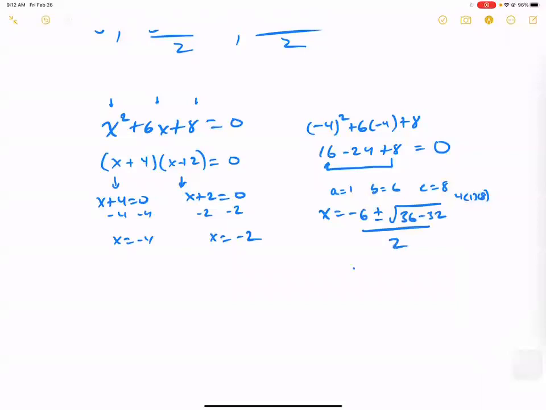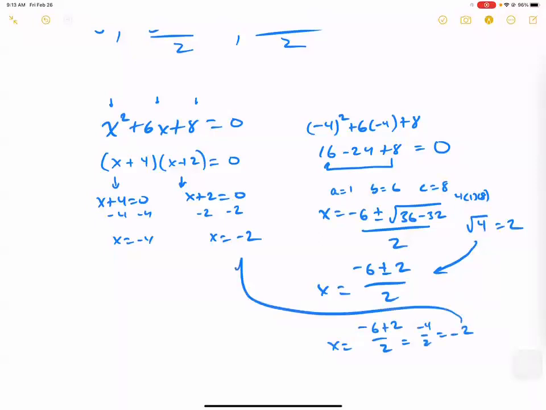Okay, negative 6 plus or minus the square root of 36 minus 32, which is 4. The square root of 4 is 2, plus or minus 2 over 2. Okay, so we're saving some time, not having to rewrite that. So if you notice, when I do the quadratic formula, I do this in literally 2 moves. Now, we have 2 possibilities here. Negative 6 plus 2 over 2, which gives us negative 4 over 2, which is negative 2.